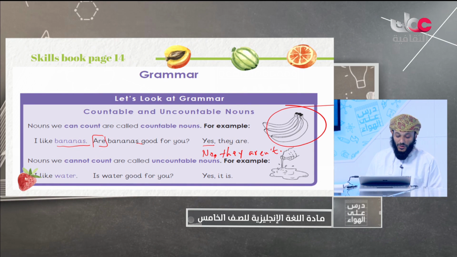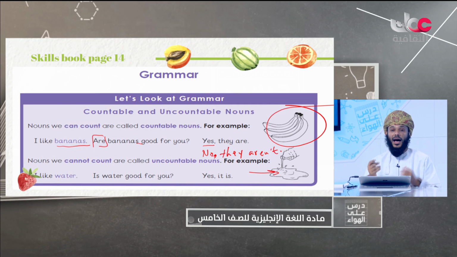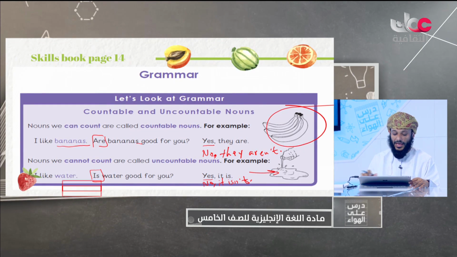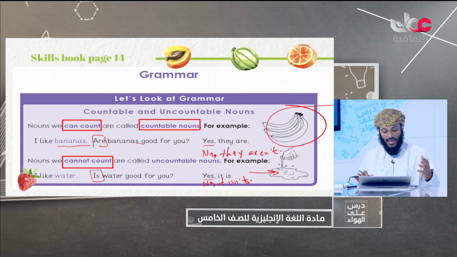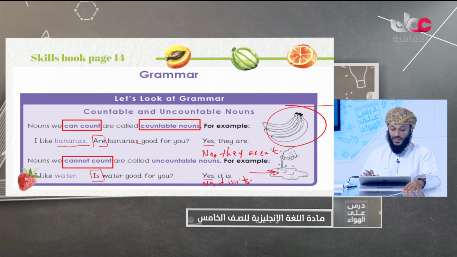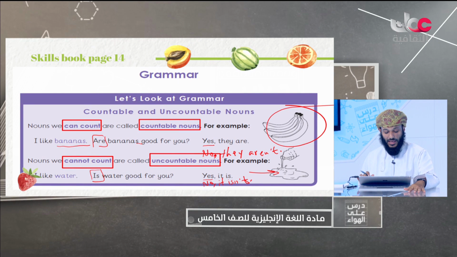Okay. Now, nouns we cannot count are called uncountable nouns. For example, what's this? It's water. I like water. Is water good for you? Yes, it is. Or no, it isn't. Again, nouns we can count are called countable nouns, and nouns we cannot count are called uncountable nouns.